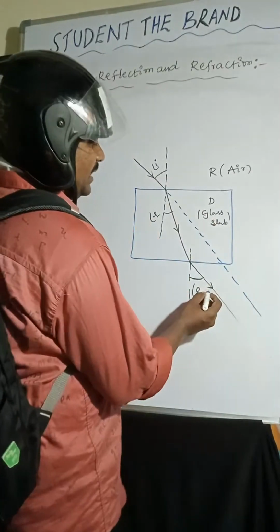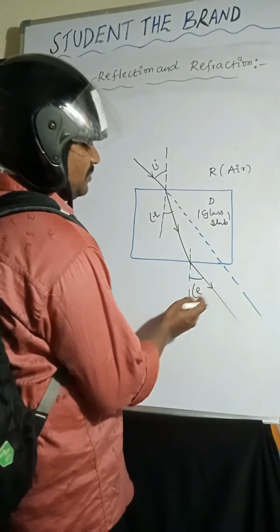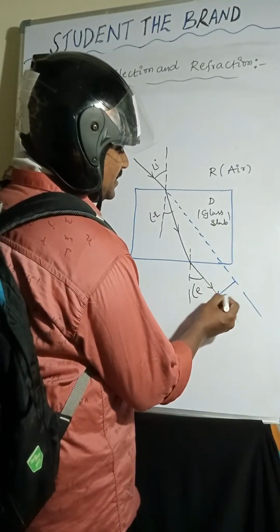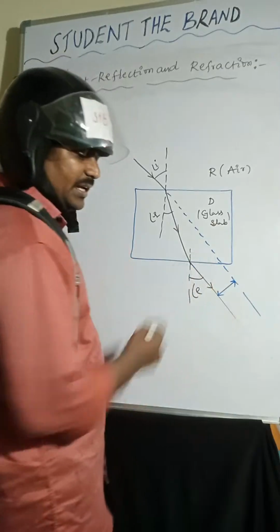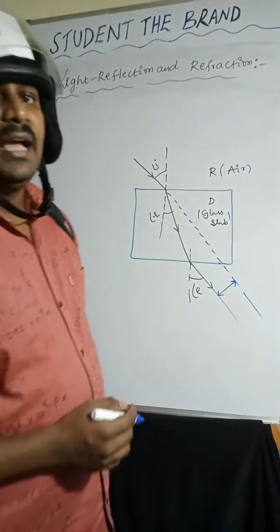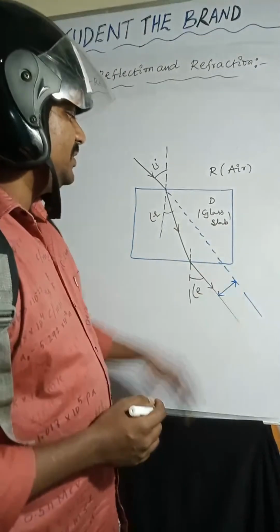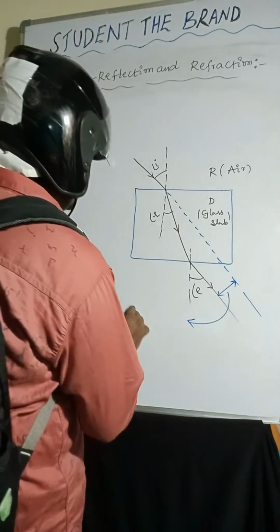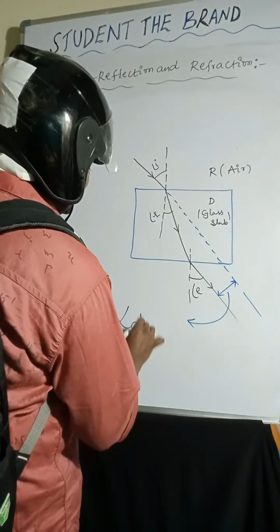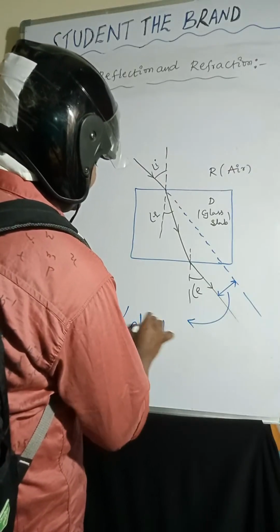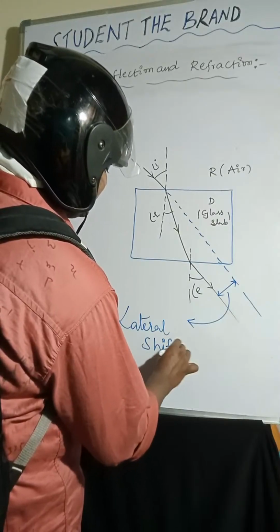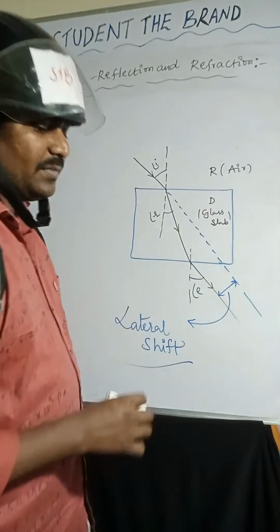The angle between the emergent ray and the normal line is called the angle of emergence. The distance between the emergent ray and the initial direction of the incident ray is called lateral shift. Lateral shift. I hope it is very clear. Is it clear?